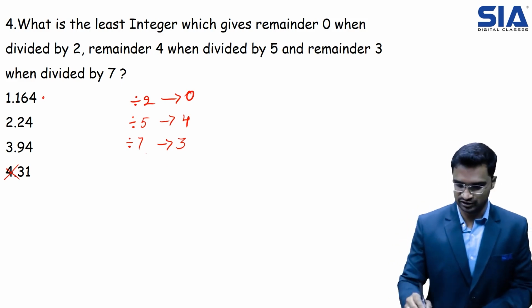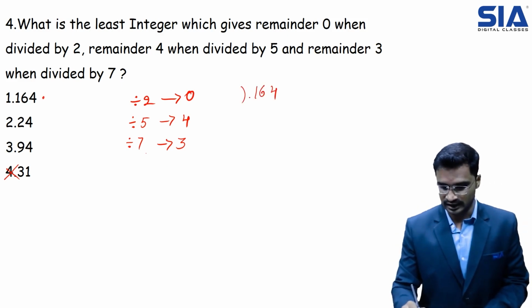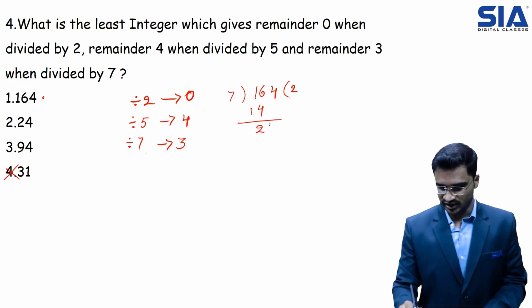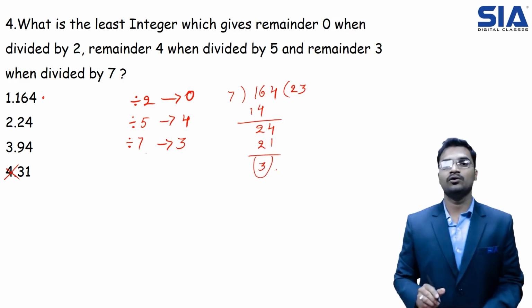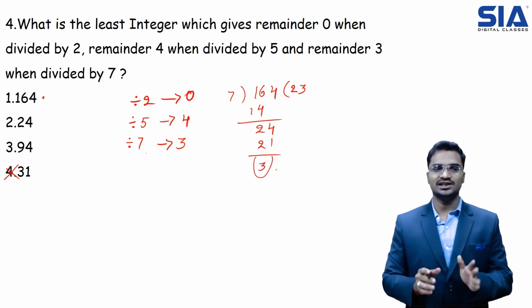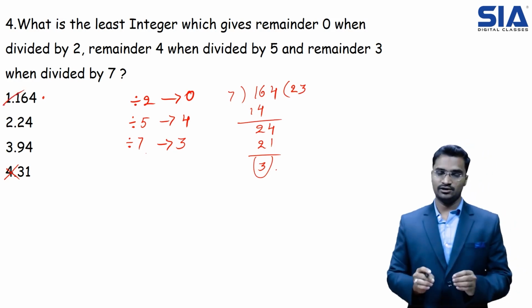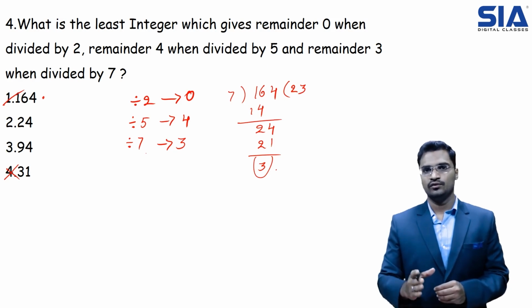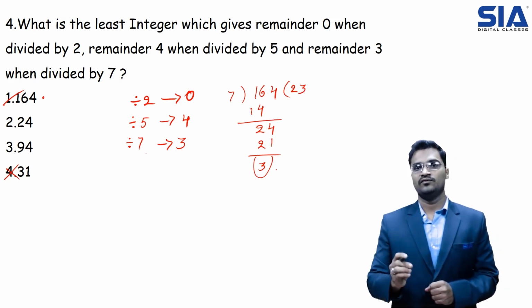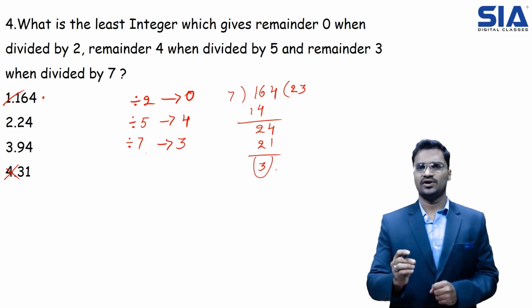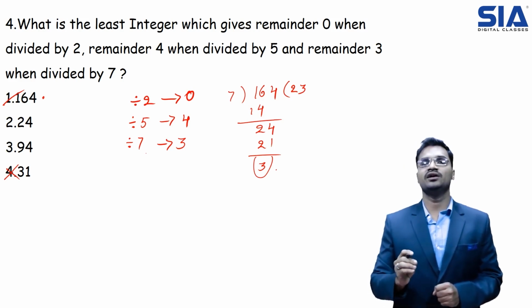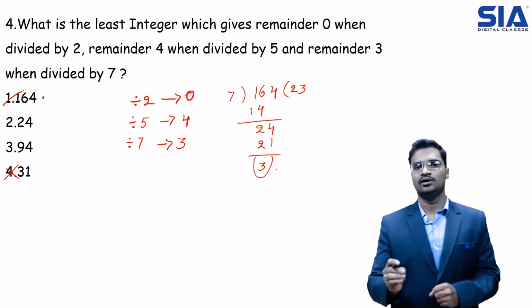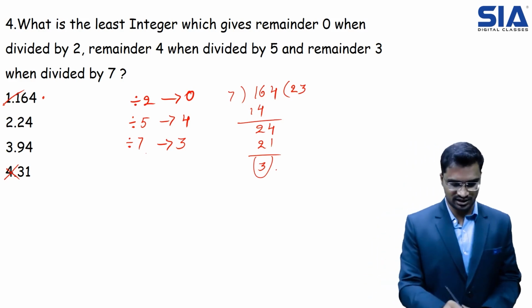Now let us check the first option, which is 164. Let us divide it by 7. 7 2's are 14, 24, 7 3's are 21. Yes, we have got a remainder of 3. So our answer is 164, as whenever we are dividing it by 2, we are getting a remainder of 0. Whenever we are dividing by 5, we are getting a remainder of 4. And when we are dividing by 7, we are getting a remainder of 3. So our answer is 164.